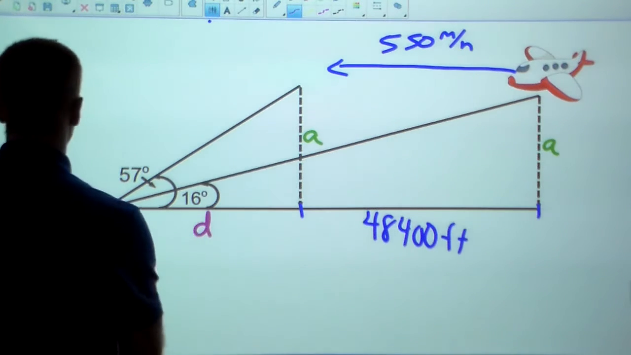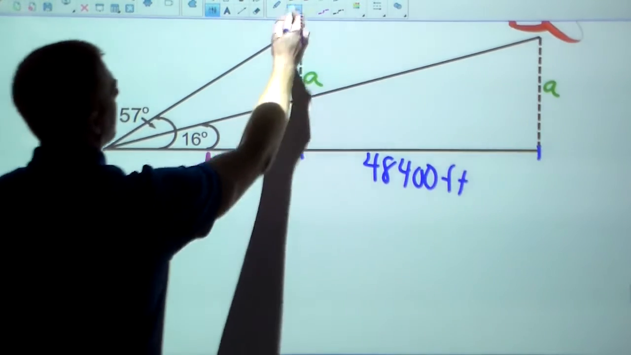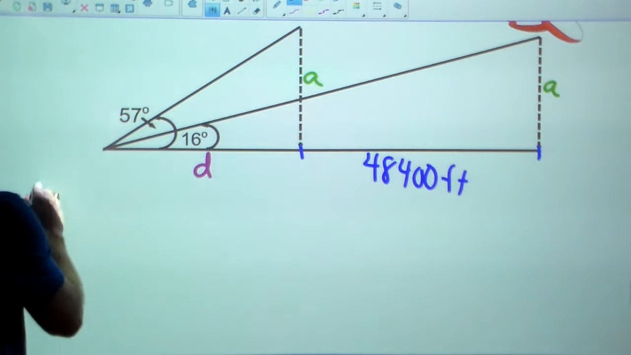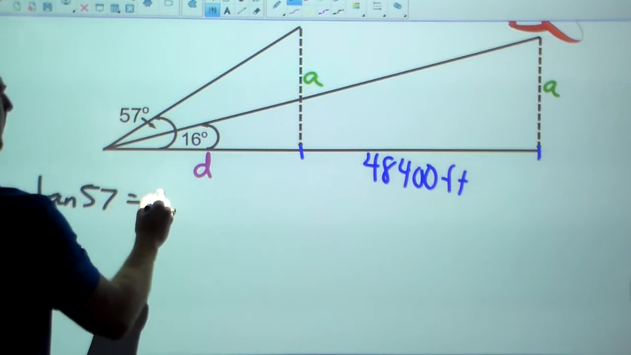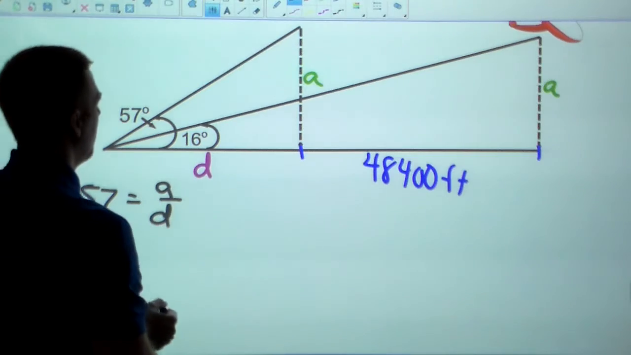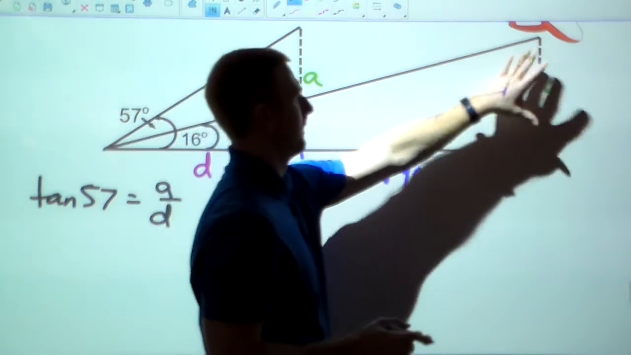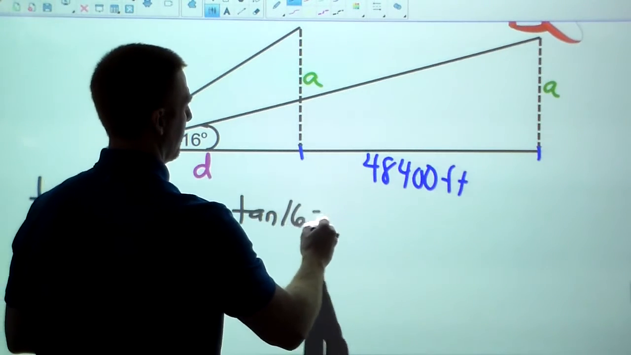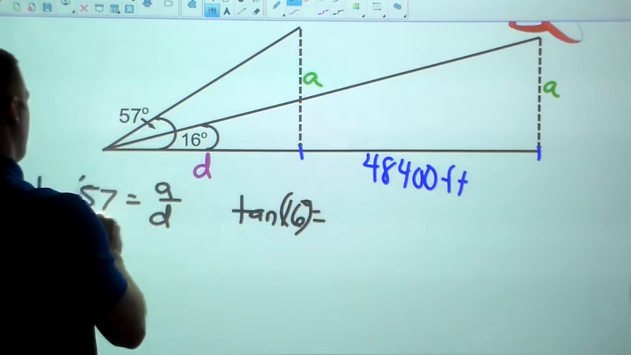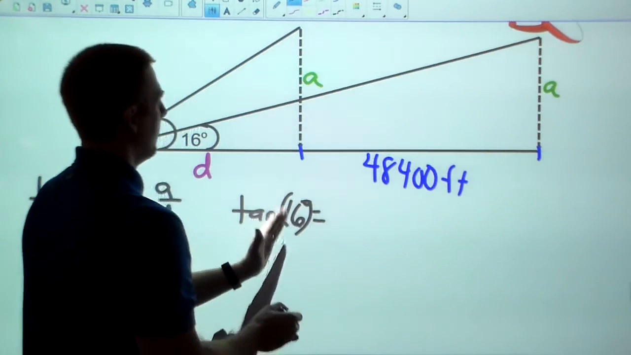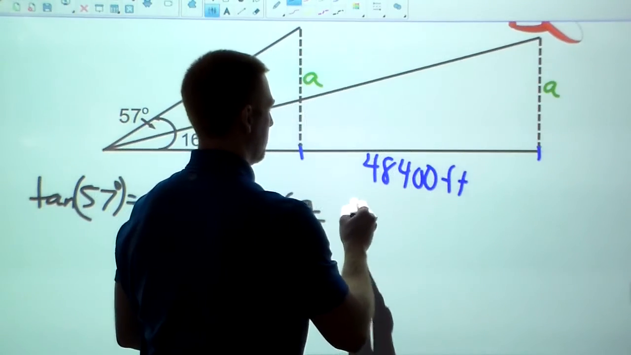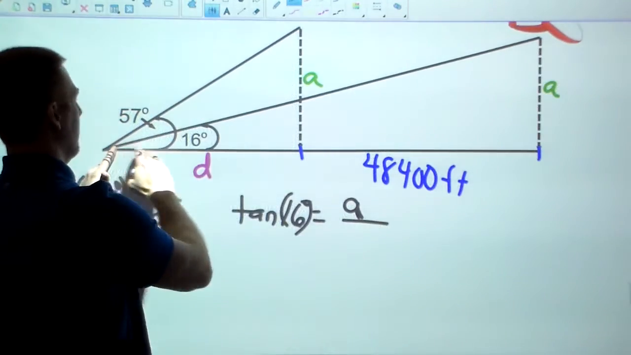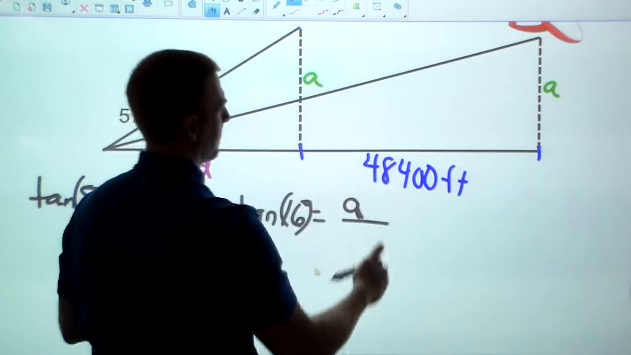So now let's look at the two separate triangles that we have. Let's set up some trig ratios. So for 57, we have an opposite and an adjacent. So tangent of 57 is A over D. And in 16, pretty much the same idea. You've got opposite and adjacent. Just got to be careful how you set this up. So tangent of 16 degrees is the opposite, which is A, altitude, over the adjacent. And be careful because this big triangle right here, this whole side is your adjacent side. That's D plus the 48,400.